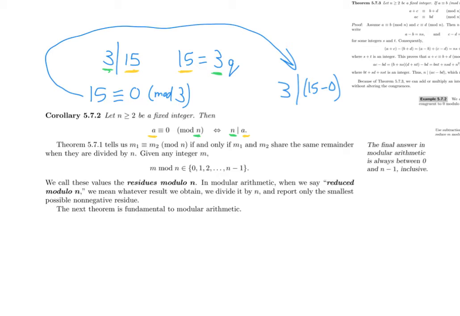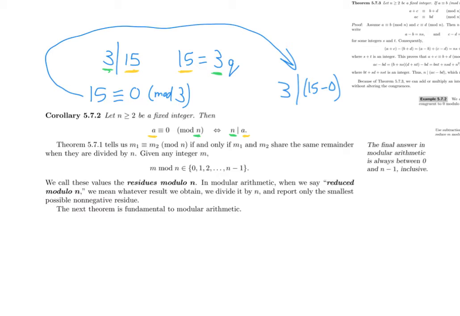The thing to keep in mind that this theorem tells us also is you're always going to end up with a number from 0 to n minus 1 when you're doing mod n. This is something that I've actually said before, but I didn't say it in the context of modular arithmetic specifically. Here's a little side note to remind you. The final answer in modular arithmetic is always between 0 and n minus 1 inclusive. We call these residues modulo n. And we talk about reducing numbers mod n.